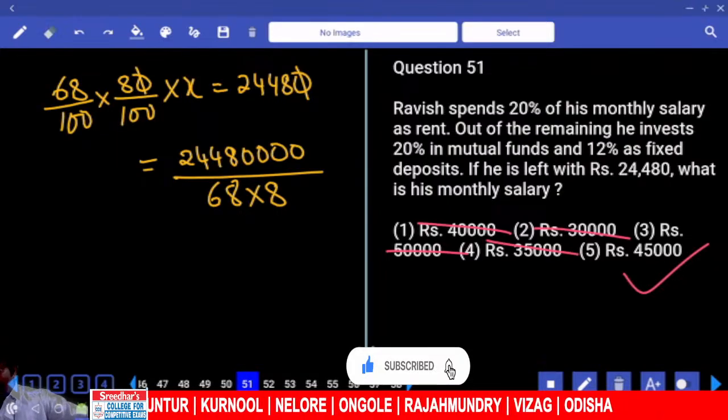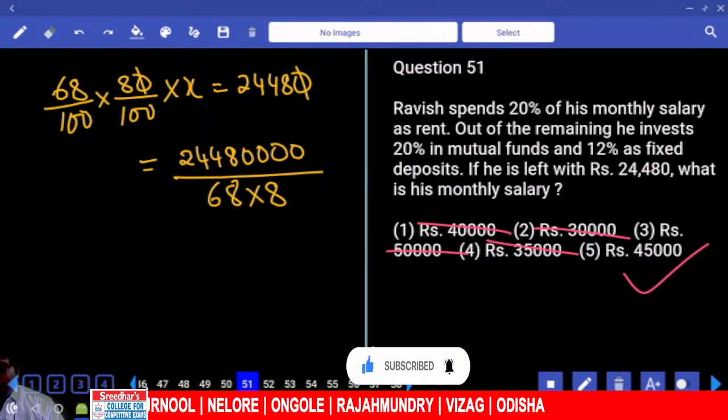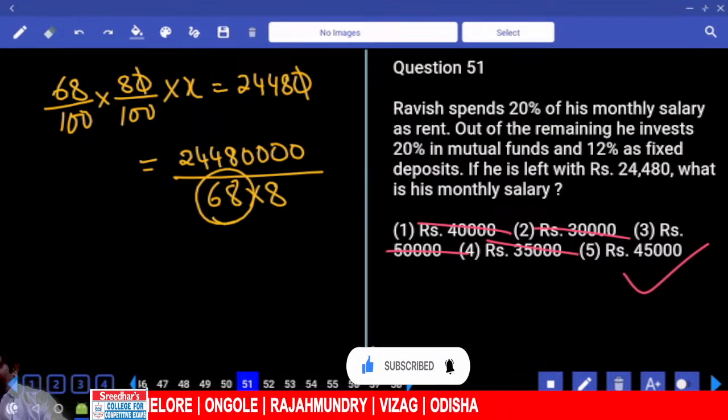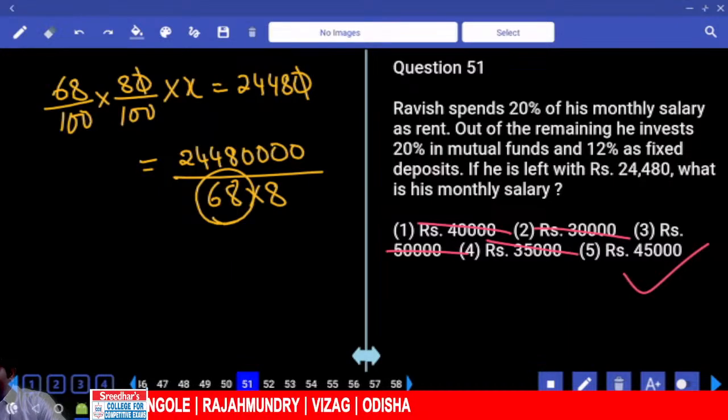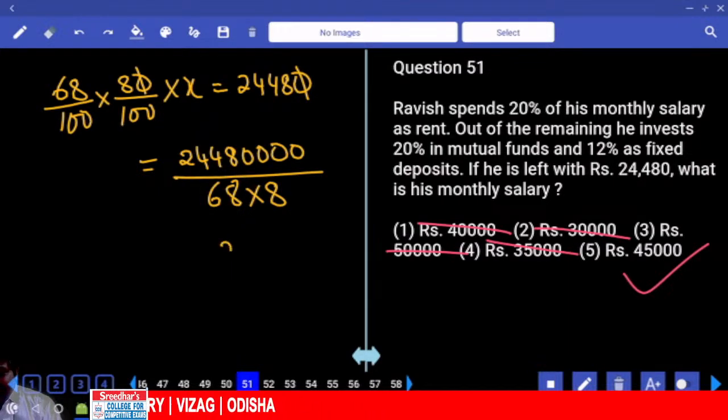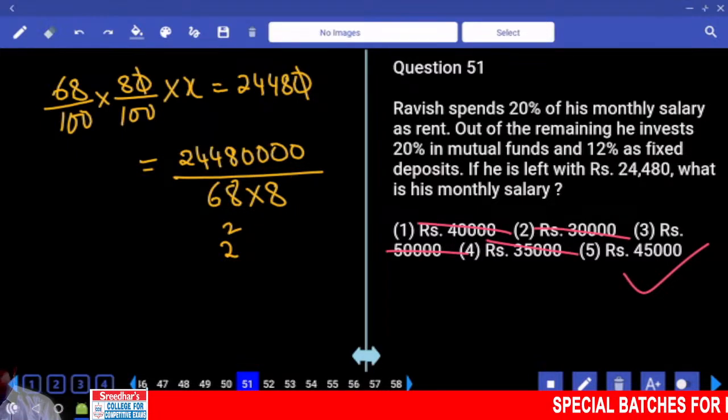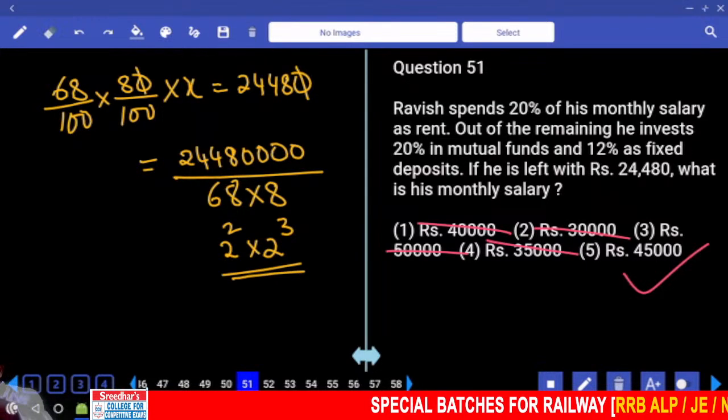Why 3? Is it a multiple of 2? Is it a multiple of 4? Yes. That means you have a 2 square multiple here in the denominator. Also you have 8. That is a 2 cube multiple. That means in the denominator we have 2 power 5.